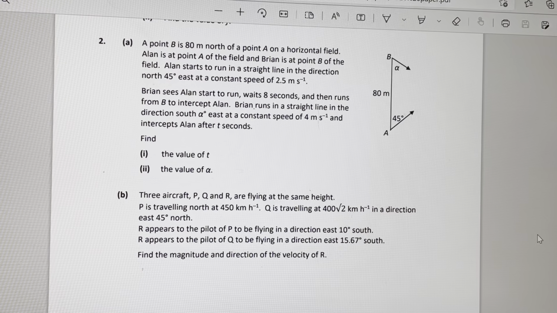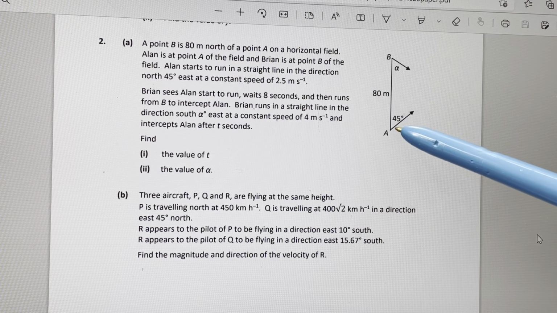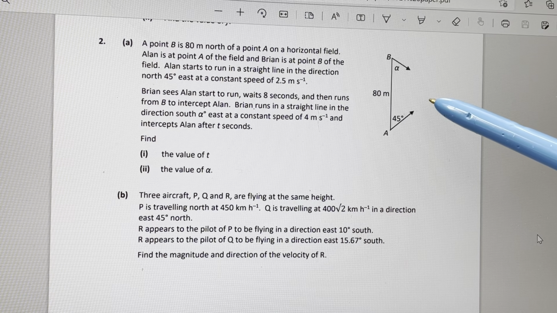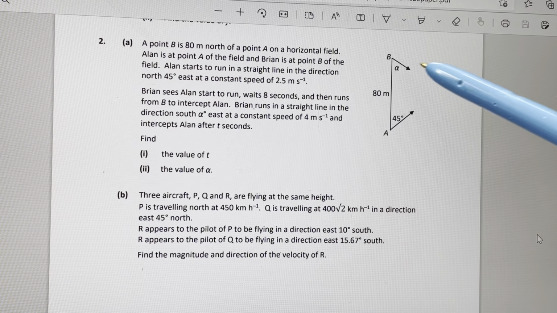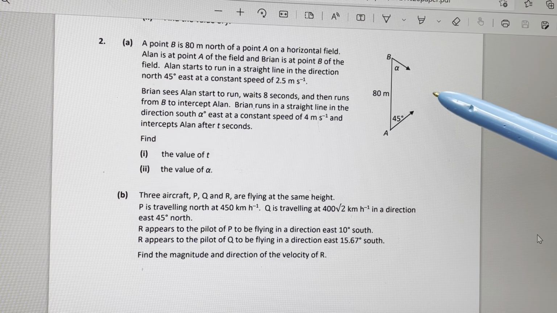Okay, question 2, relative velocity. So you have somebody trying to intercept somebody else. Alan's running over here for some apparent reason, and then B has to intercept him. Could just call out, but no, he's to run over and grab him. So he's traveling up this way.